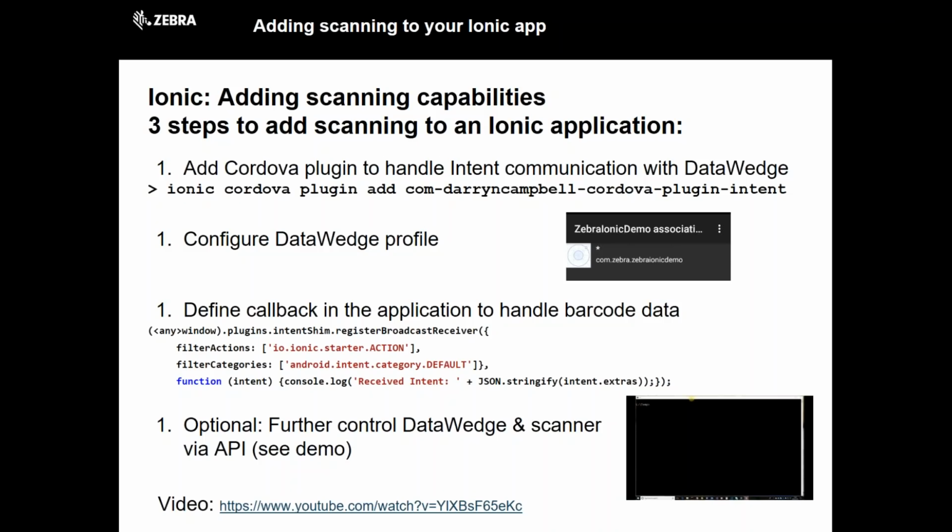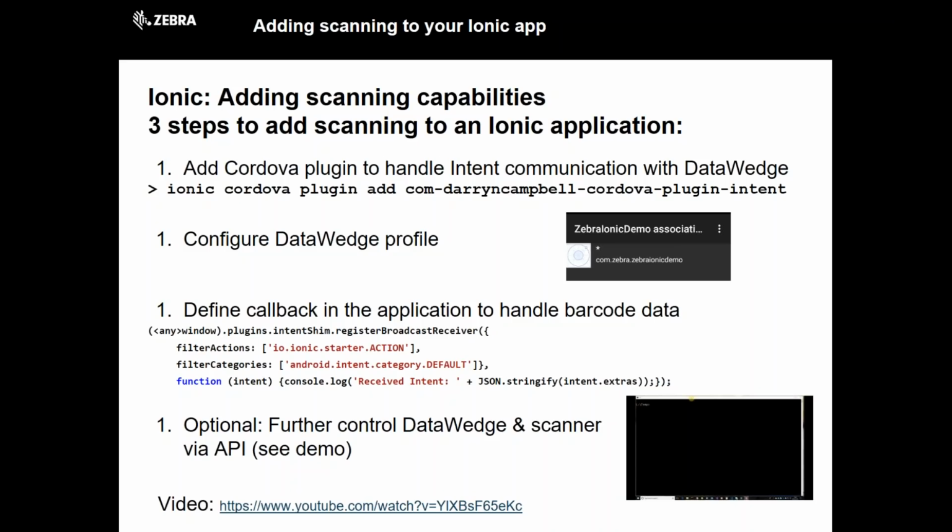So we need to add that to the project. We need to configure a data wedge profile so that when the application we create comes to the foreground, data wedge is going to send intent to us, to the correct broadcast address. And then in the application, we need to listen for those broadcasts, and we're going to do that using the plugin's intent broadcast receiver, defined in TypeScript here. What this demo does not show is the optional step of further controlling data wedge with the API, but examples of doing that are in the sample that I showed previously.